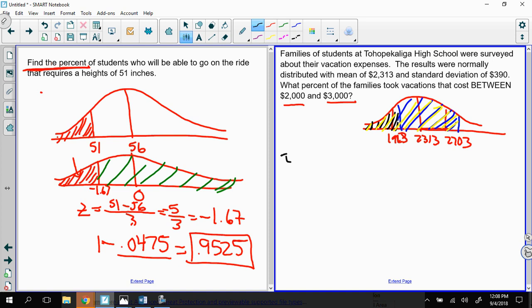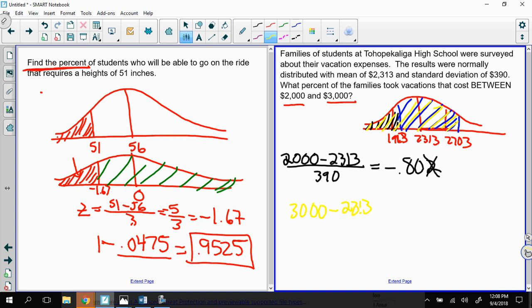The black would be 2,000 minus the average of 2313 divided by the standard deviation of 390. When I do that, I get negative 0.802. So for our table, it's going to be just 0.80. And for the yellow one, we wanted 3,000 minus 2313 over 390. And when I do that, I get 1.76.